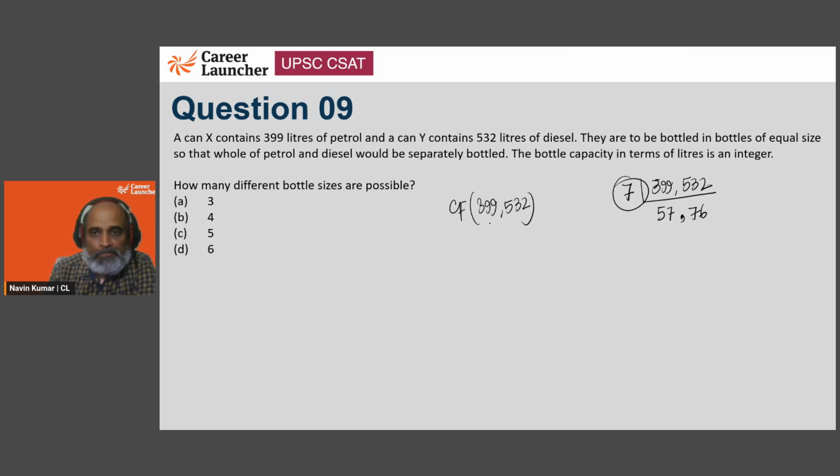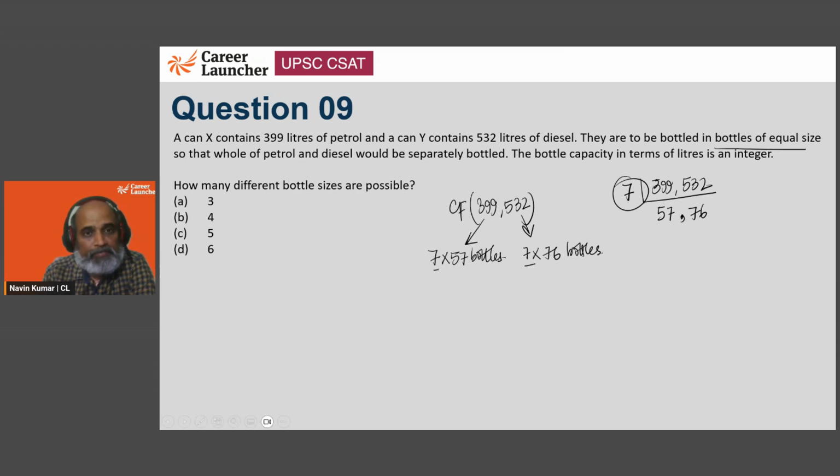So we can say that if I take 399 liters and pour them as 7 liters, I will have 57 such bottles if the capacity of each bottle is 7 liters. Similarly, 532, if I say that I am going to have 7-liter bottles, then it can be poured into 76 bottles. So the bottles are of equal size and they are getting separately bottled, right? How many different bottle sizes are possible? That is what is being asked here, right?